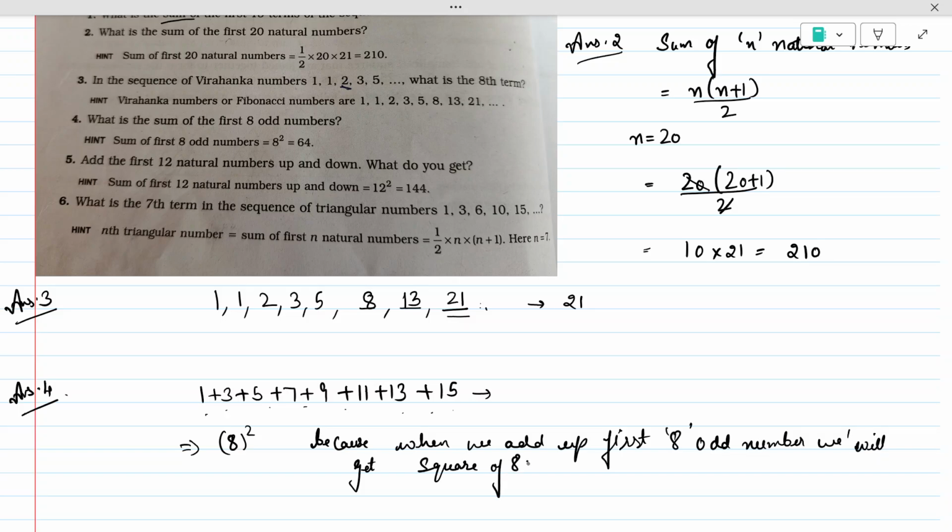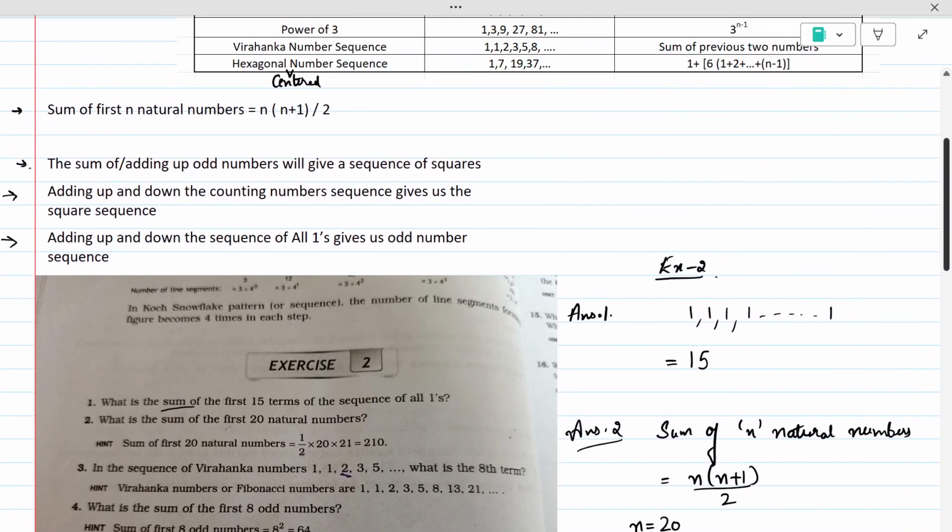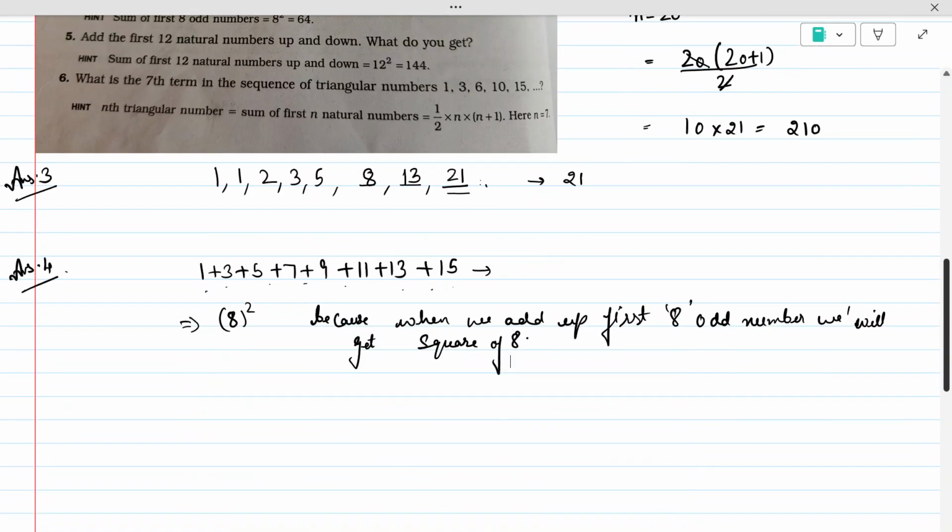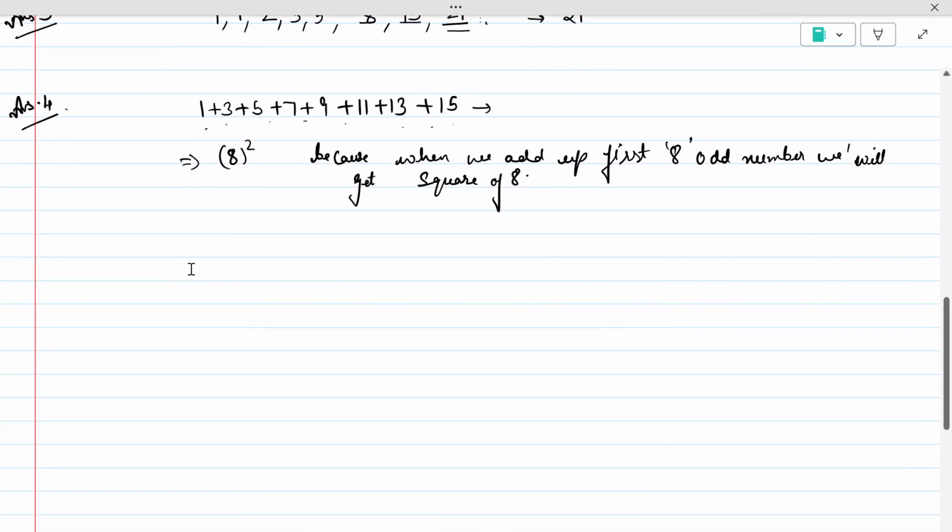Okay. See kids, we have already done this thing. The adding up of odd numbers will give us a sequence of squares. We have done this earlier, and we are using the same thing here. So answer will be 64. 8 square, 64. If there were 6 terms, then it will be 6 square.